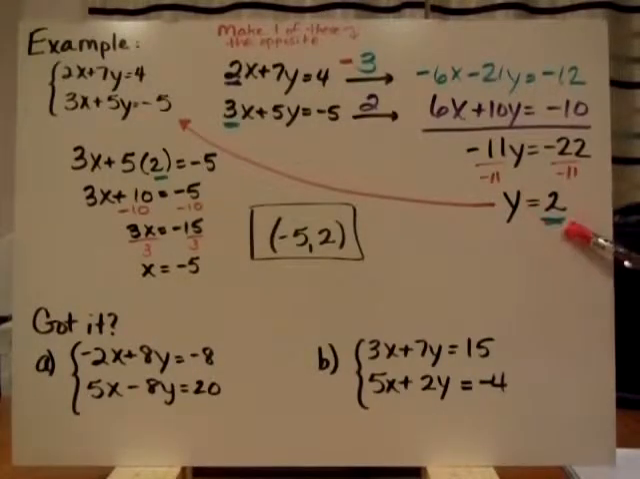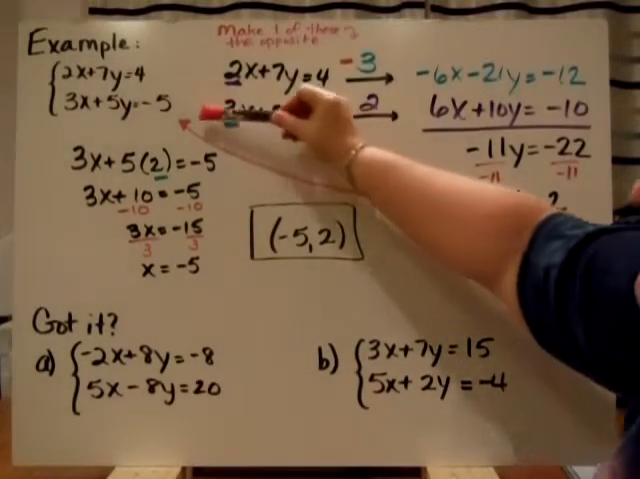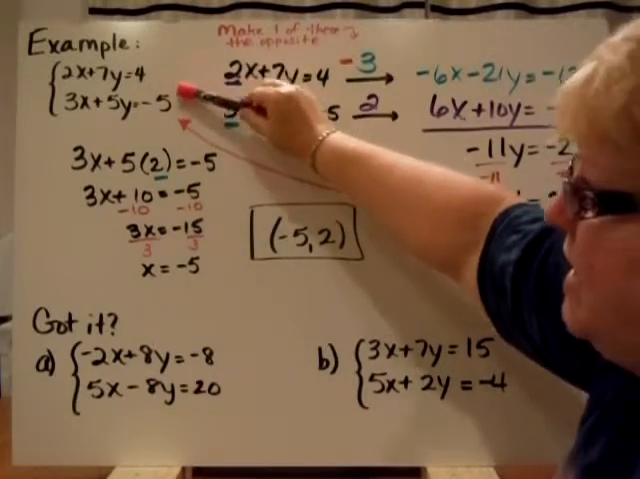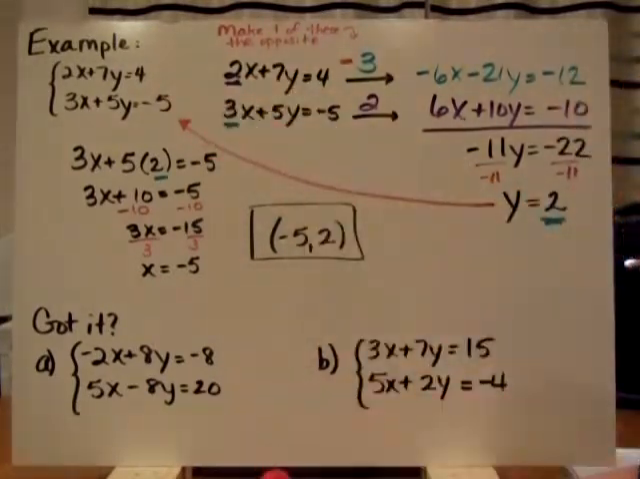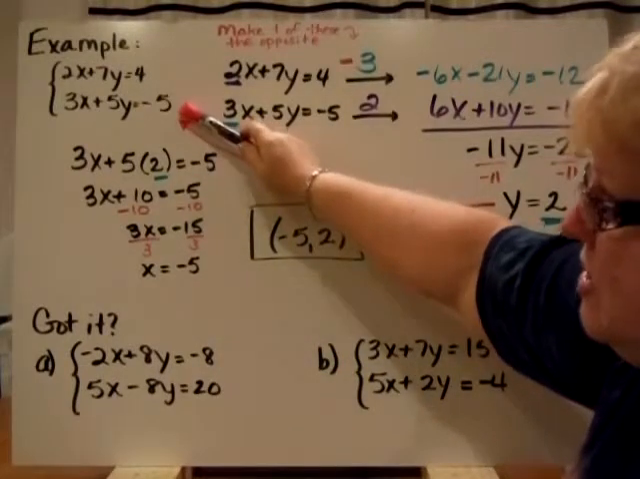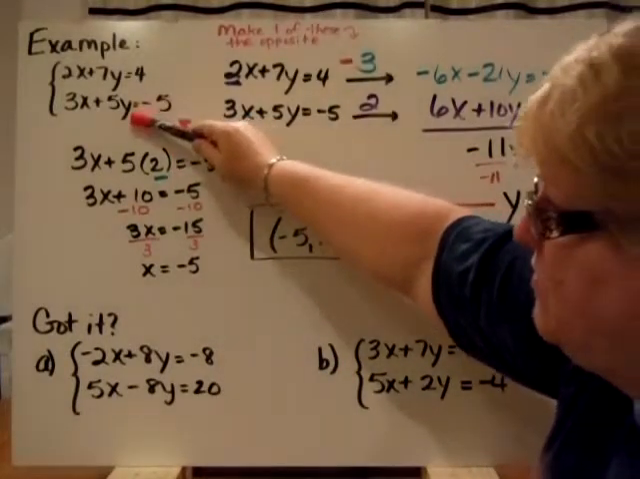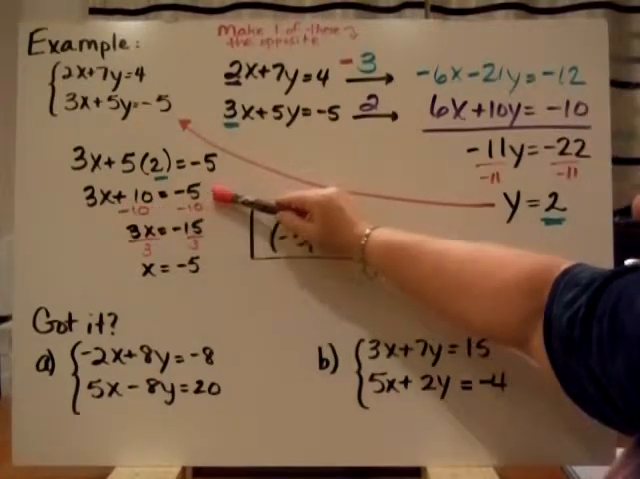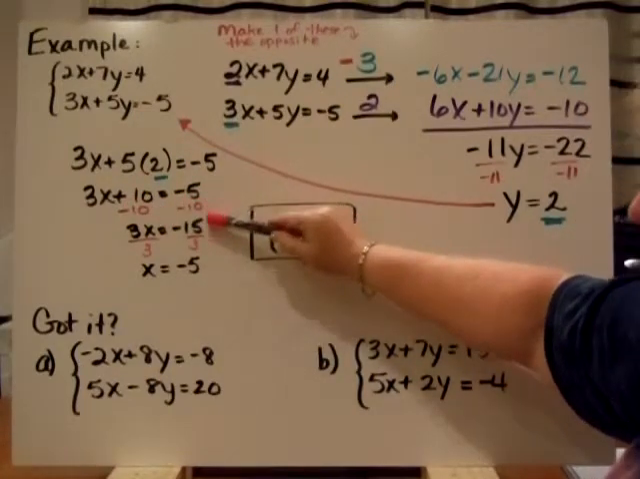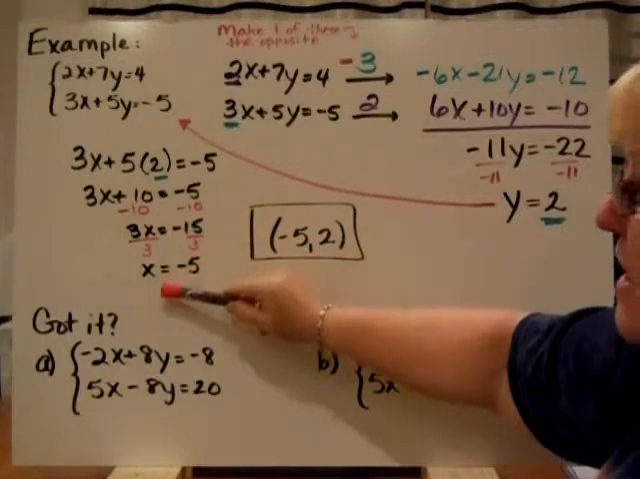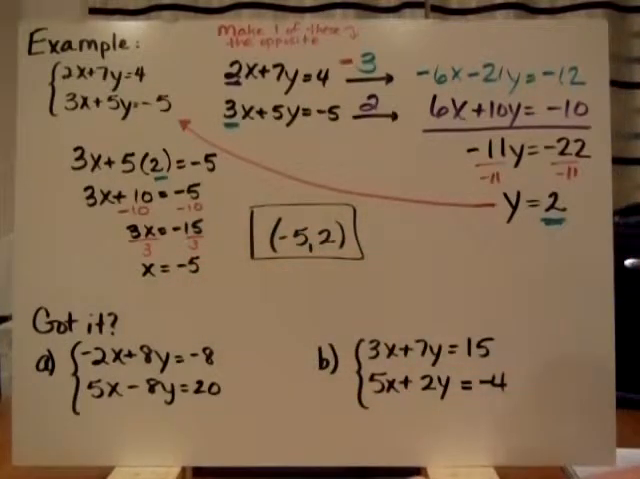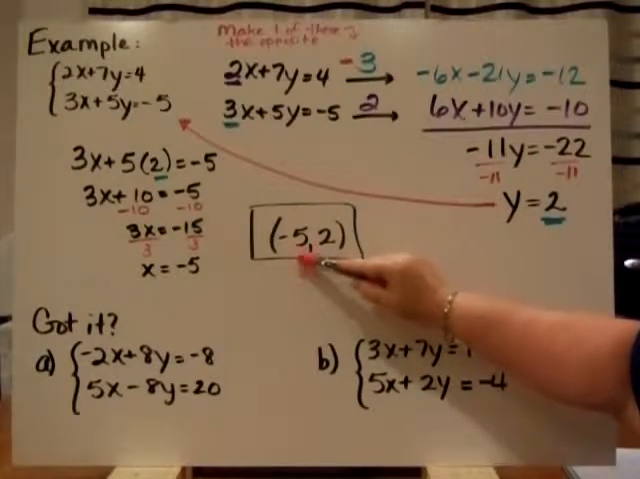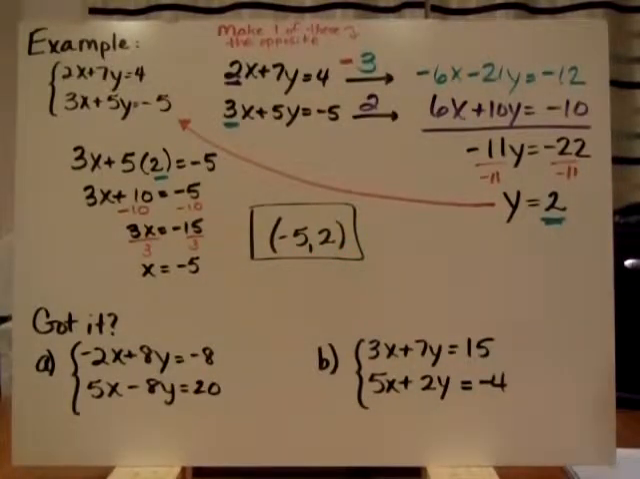Now that I know this piece of the puzzle, I can go back to my original equations and I can use y equals 2 in either one of these to solve for x. And I just chose the bottom one. In place of y, I put 2, give me 3x plus 10 equals negative 5. Subtract 10 from both sides, divide by 3, and I get x equals negative 5. So my solution is the point negative 5, 2.